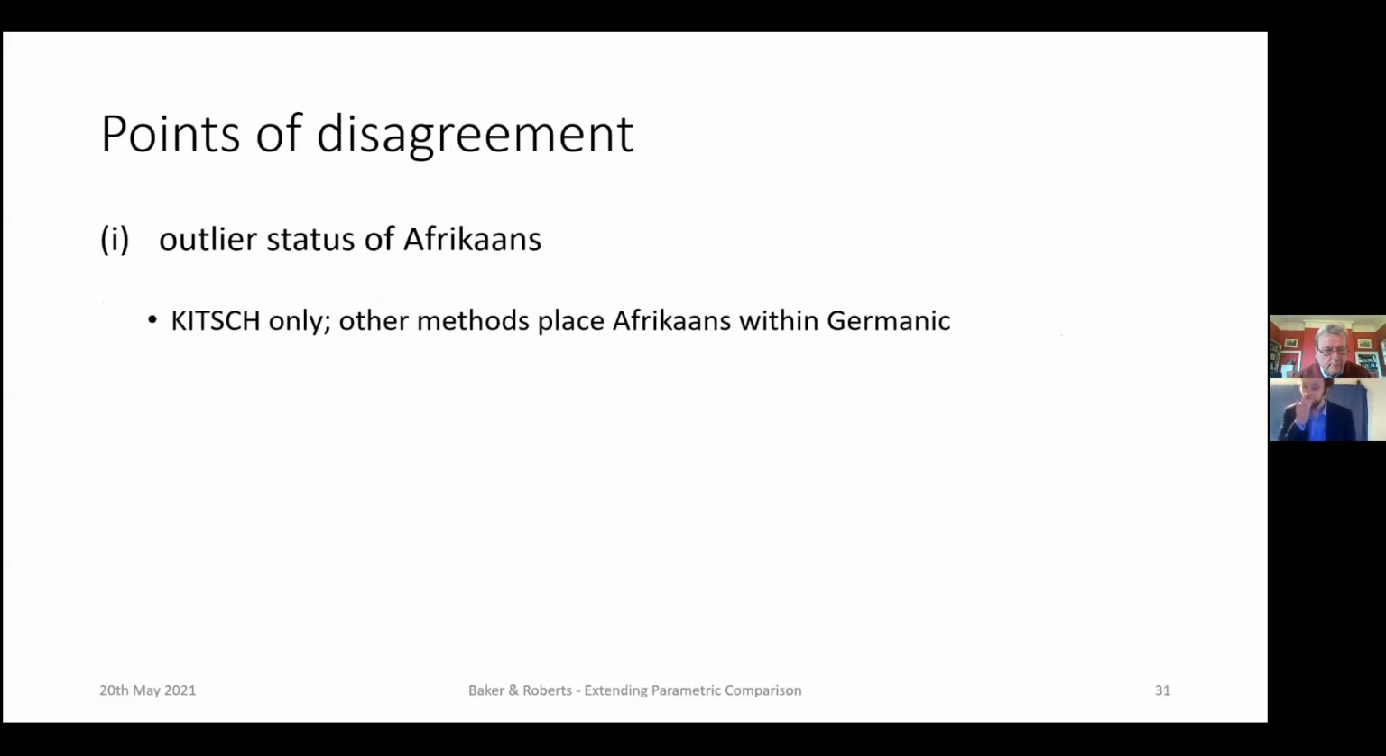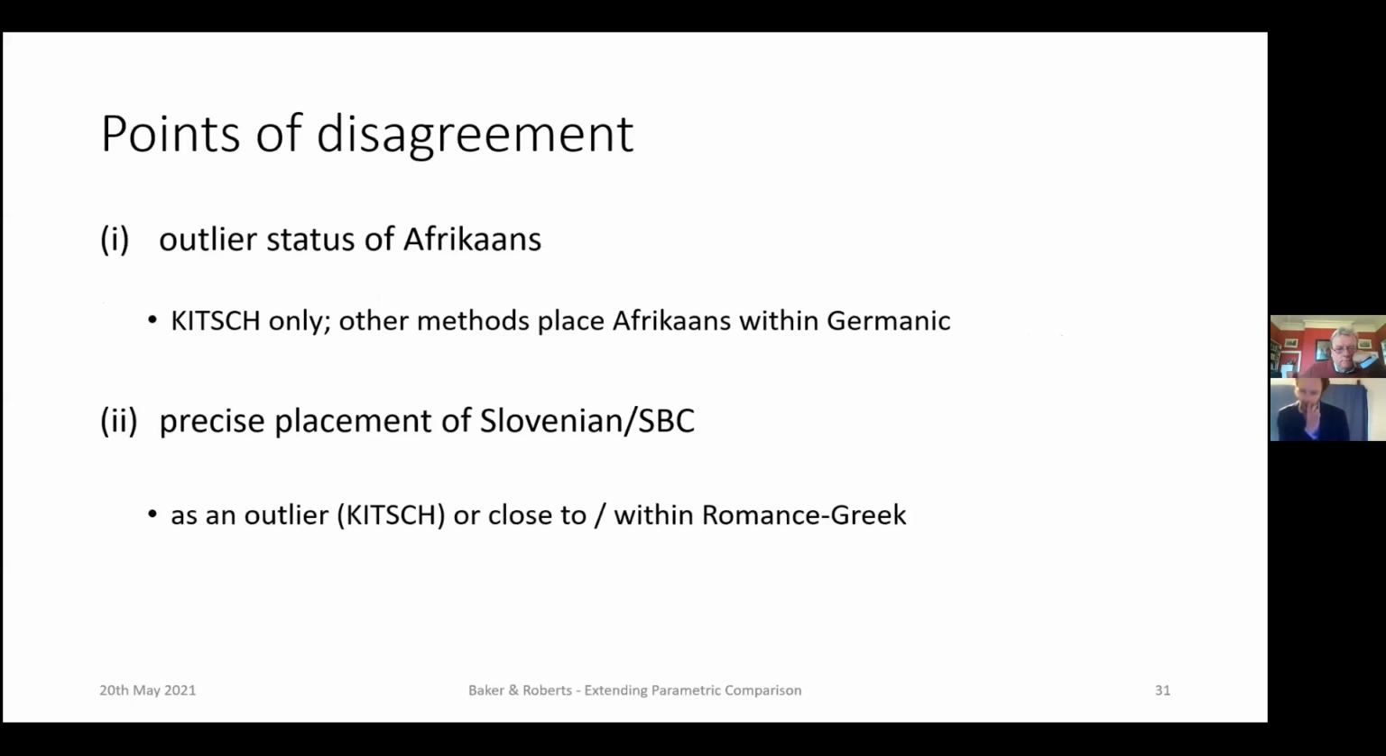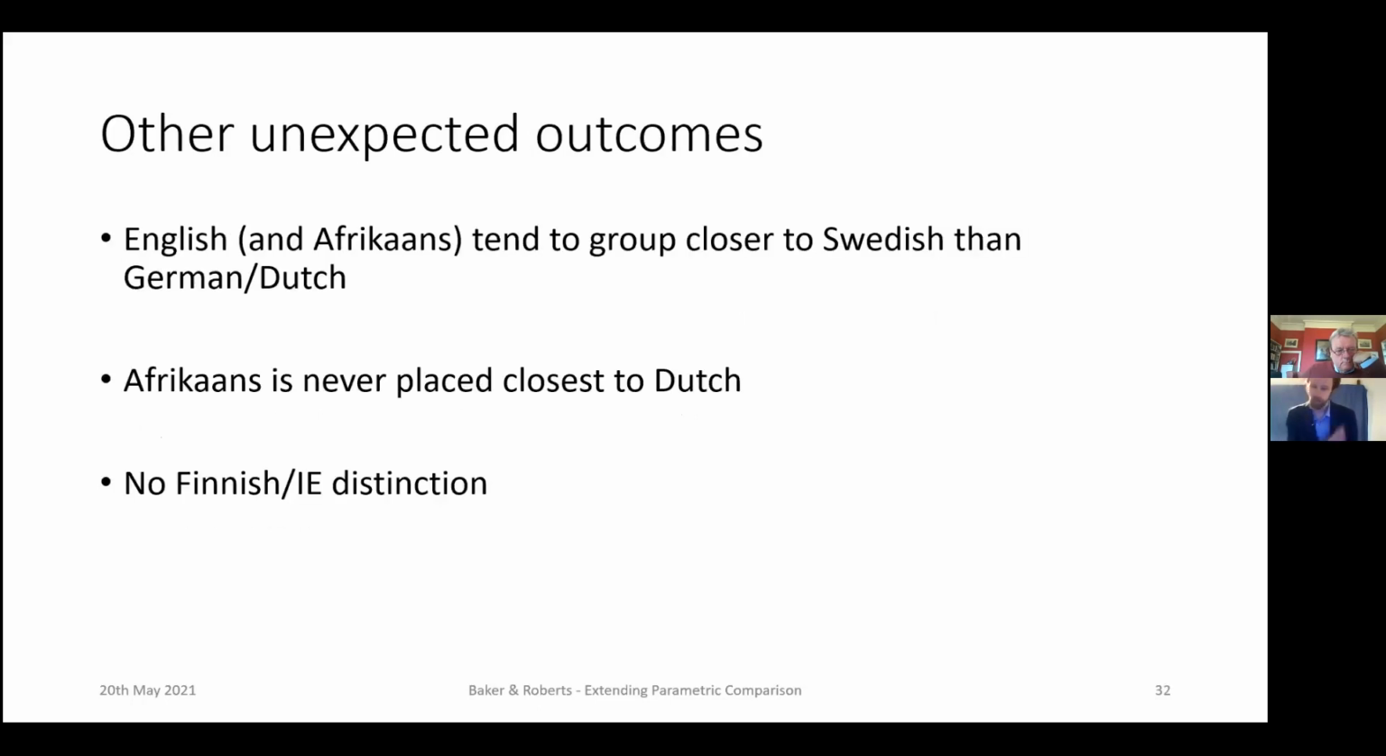There are, however, certain points of disagreement between the trees. So in one case, the outlier status of Afrikaans. However, this is only found in the Fitch method. The other methods do successfully place Afrikaans within Germanic. And the precise placement of Slovenian and Serbo-Croatian moves around a bit. So Fitch has an outlier. The methods tend to have it close to or within the Romance Greek grouping.